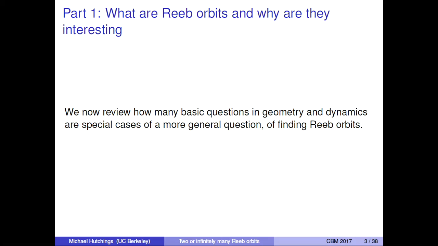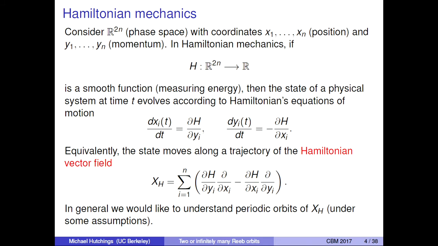So what are Reeb orbits? Why do we care? So let's briefly recall Hamiltonian mechanics. The simplest version of this is you have R^2n, which is a phase space. It has n position coordinates x1 through xn and n momentum coordinates y1 through yn.